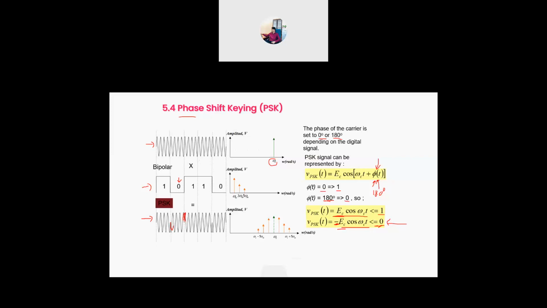The next one continues with the same bit, so no inversion happens. Then we have the next change of bit, 1 changed to 0. Because we have negative EC cos, it will be inverted, a phase inversion and negative, a phase inversion of 180 degrees. This one from 0 to 1 has a phase shift of 0 degrees, but then the amplitude is positive. You see here.